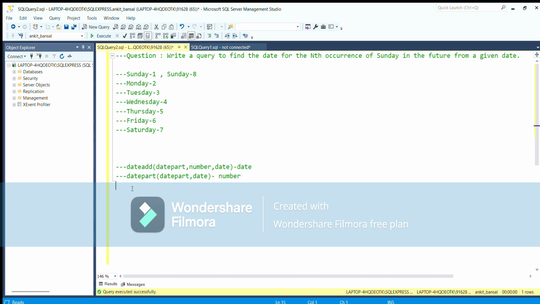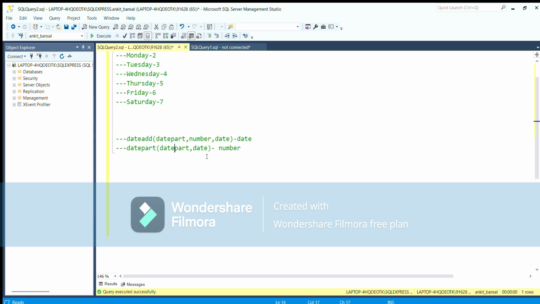The first one is DATEPART and the second one is DATEADD. So what is the DATEPART function? Always remember the first point: the DATEPART function will give you the number, not the date. Okay. And the DATEPART function has two parameters. One is the datepart and the second one is the date. In the date section, you will put the date like 9 October 2025.